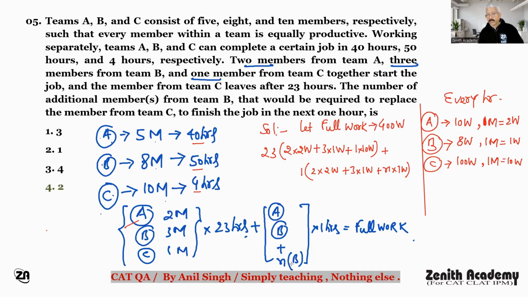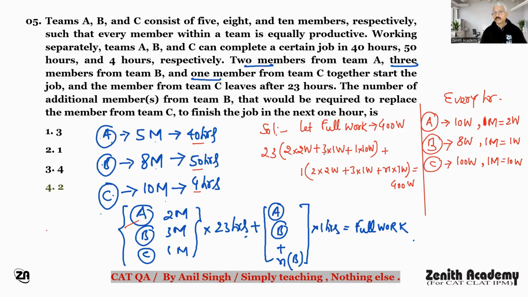So here additional men are coming from team B. So suppose there are, so these 2 men and 3 men already present in this 1 hour, 2 men, 3 men plus more n men from team B will finish the work. So this is going to equal a complete work, 400 work. And this way we can find out the value of n.